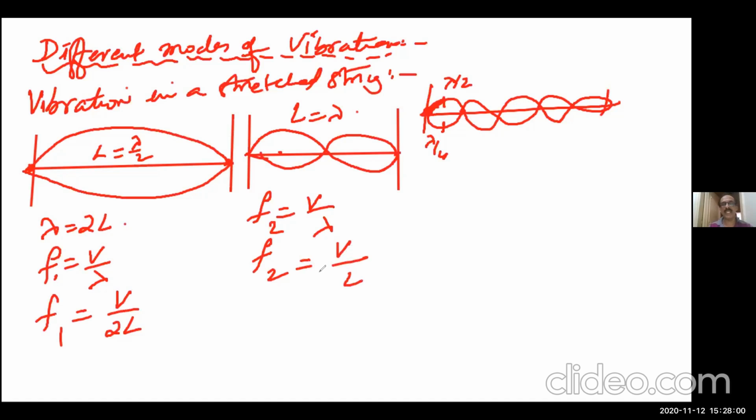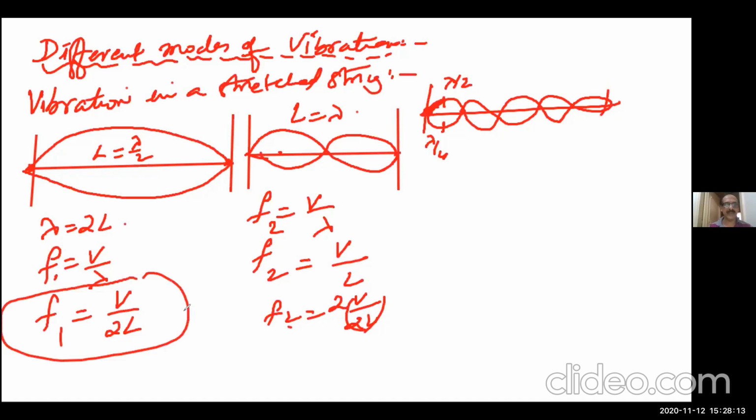V divided by lambda is now L. Now we want to compare with this. Numerator and denominator multiply by 2. That means this frequency is 2 times this, right? So frequency doubled. So the F2 is 2F1. Here numerator and denominator I multiply by 2 in order to get this formula twice. V by 2L, twice of that is V by L actually. Isn't it? So that is 2F1.